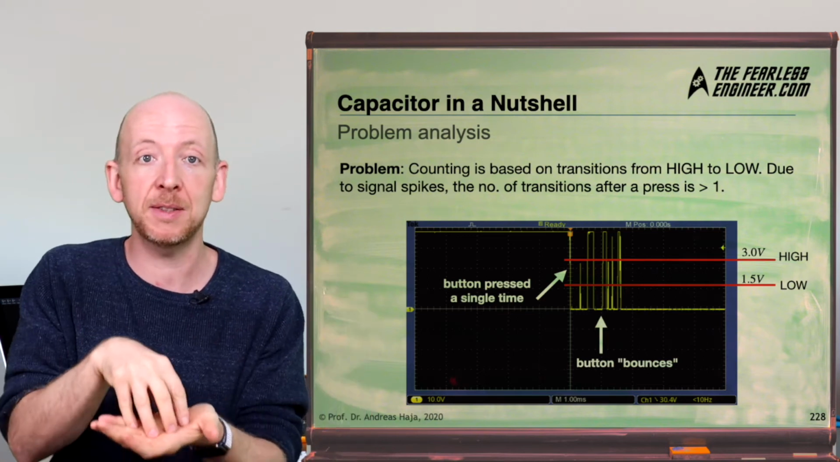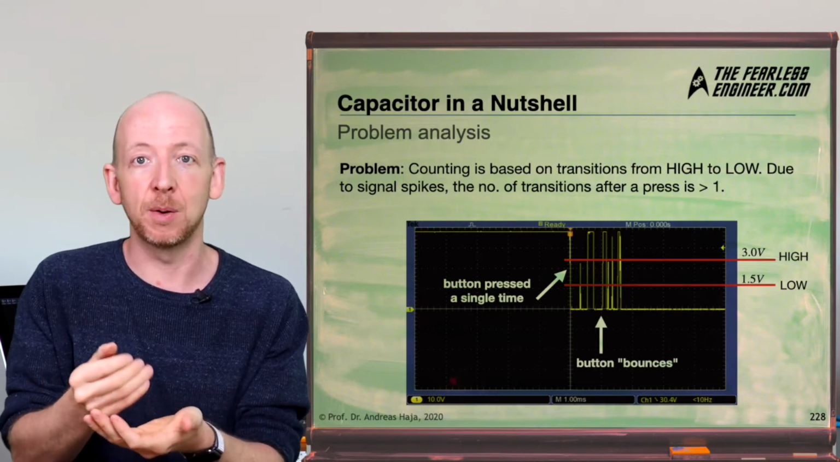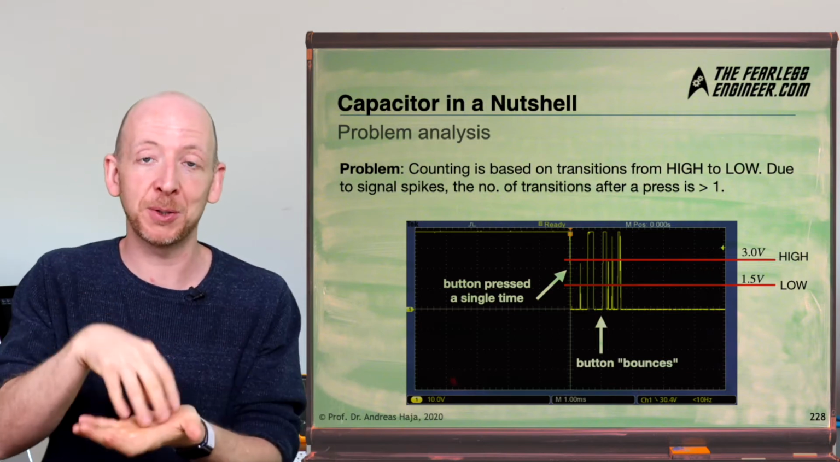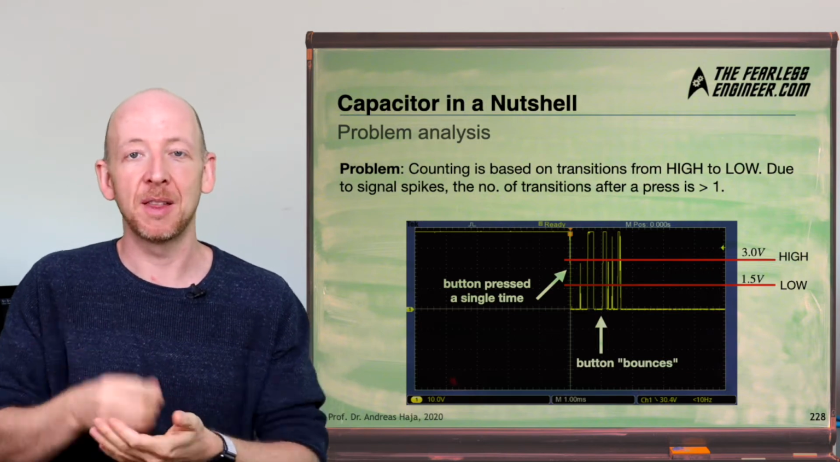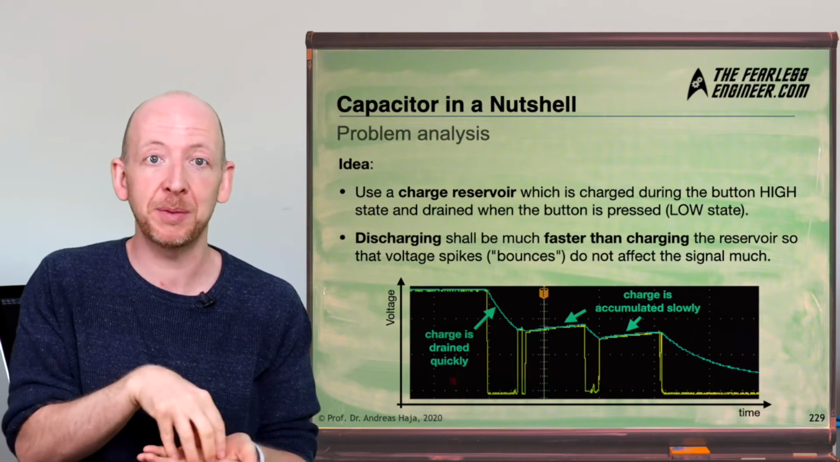So the third solution we're going to look at is to use a so-called charge reservoir that stabilizes the voltage at the input pin when the signal bounces between high and low. And this is what this video is about, building a charge reservoir, which is also called a capacitor, to mitigate this bouncing effect.